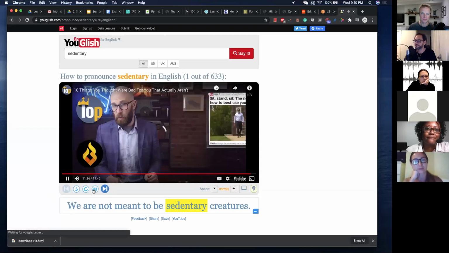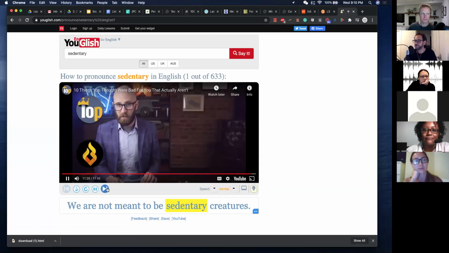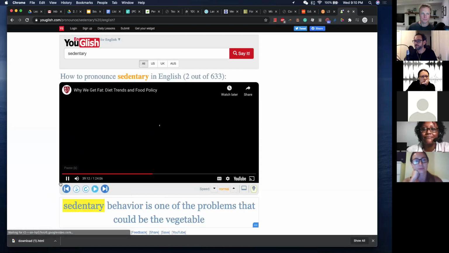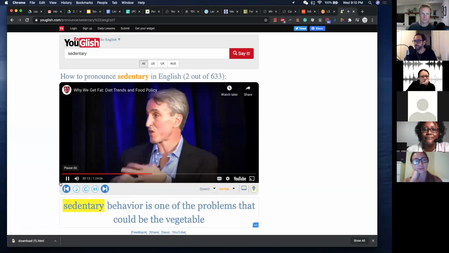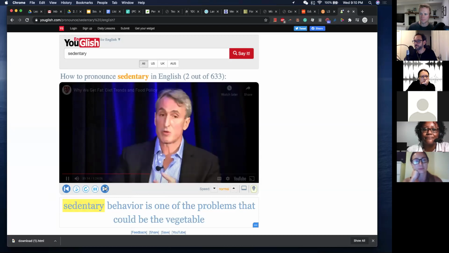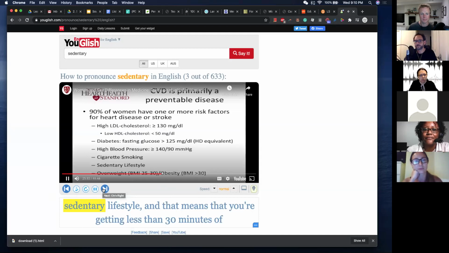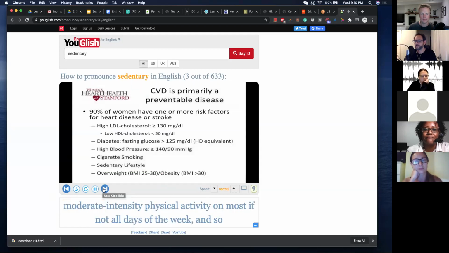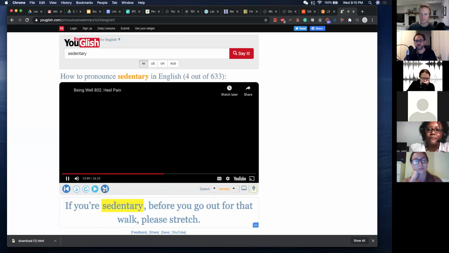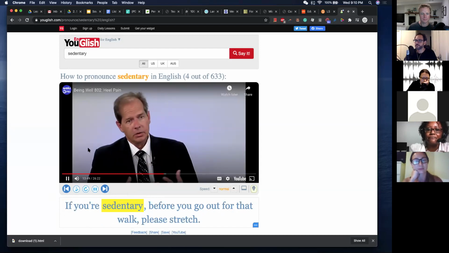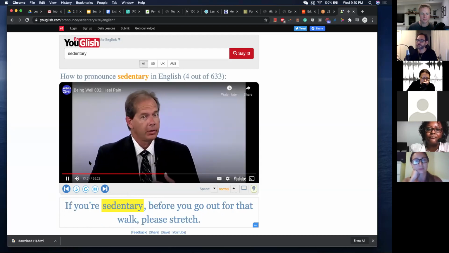Best thing overall. We are not meant to be sedentary creatures. We haven't. You blame it on sedentary behavior is one of the problems. It could be the vegetable oil. Having a sedentary lifestyle, and that means that you're getting less than 30 minutes of moderate intensity physical activity. If you're sedentary, before you go out for that walk.